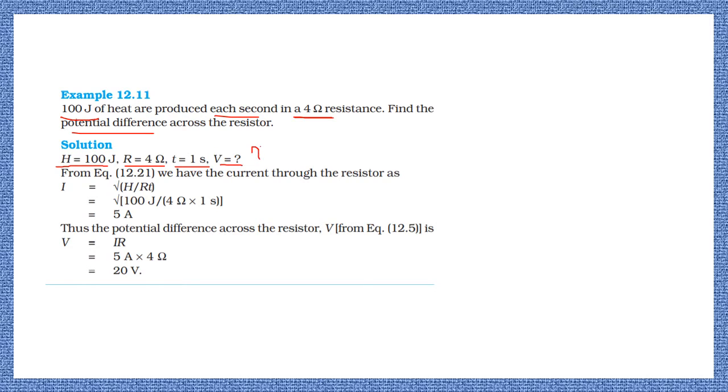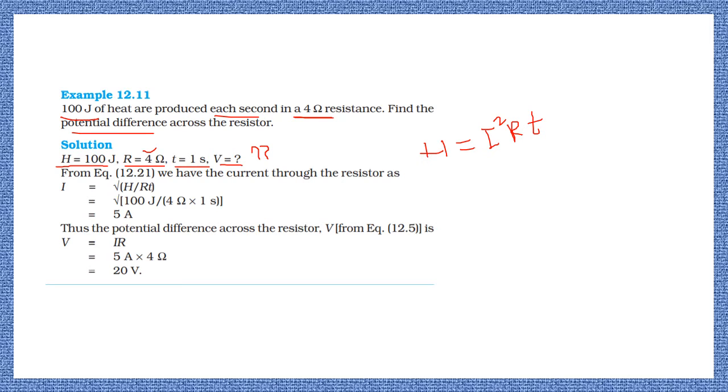Whenever you are solving a numerical, at first you collect the data given in the numerical and then substitute that data in the formula. Now you have to find out V. For V, R we are having, so we need I. So at first I have to find out I. So we will use the formula H is equal to I square RT.